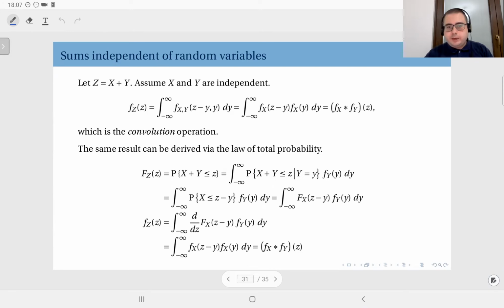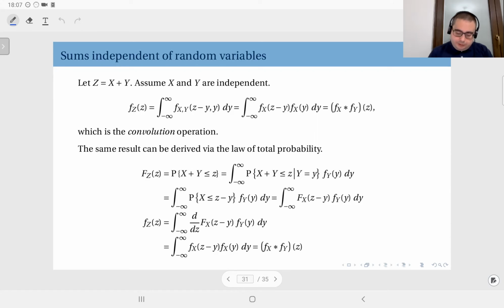X and y are independent and you need the distribution of their sum. This is a special case that we see a lot in research and in several applications. So it's worth our while to focus our attention on this special case.